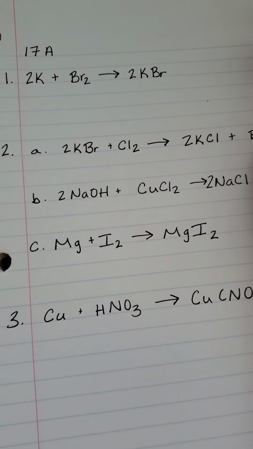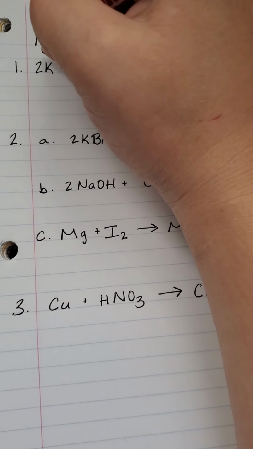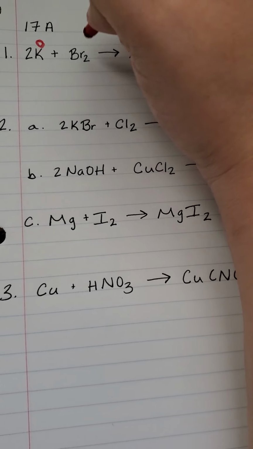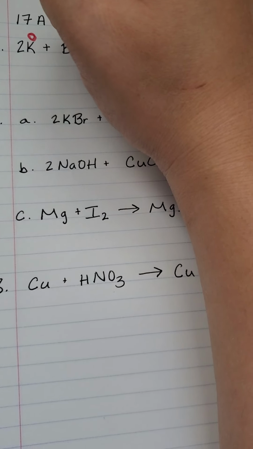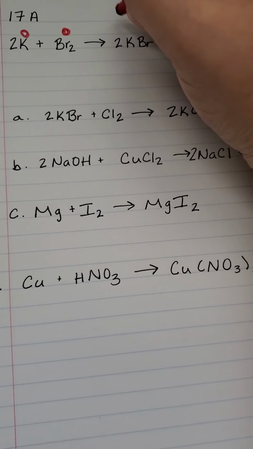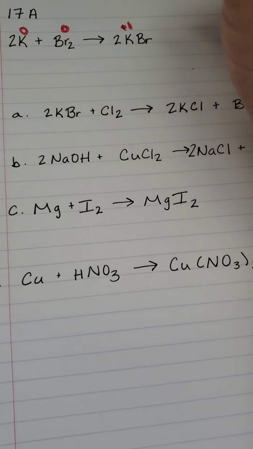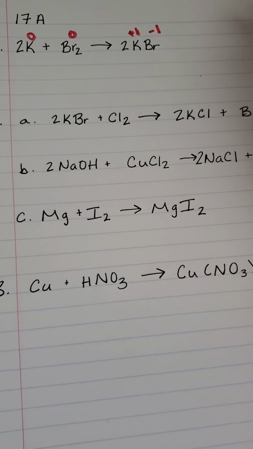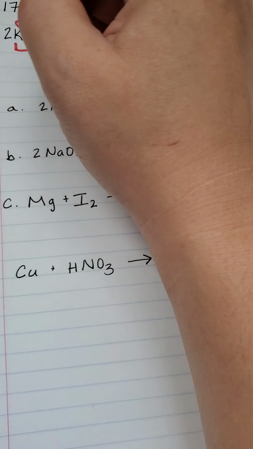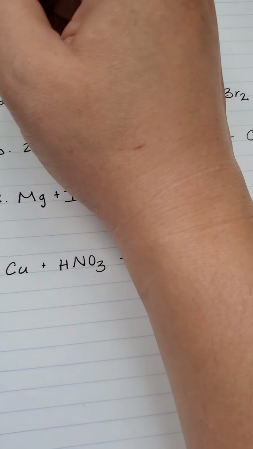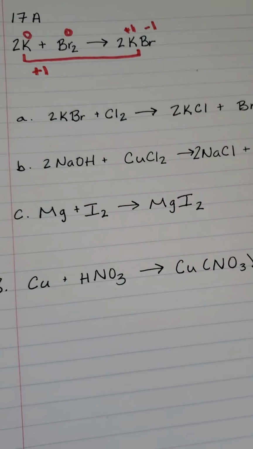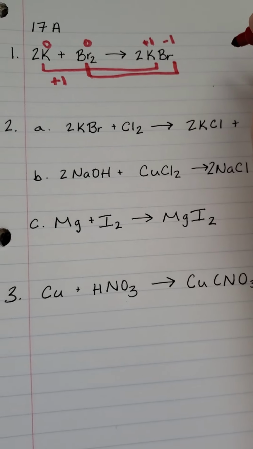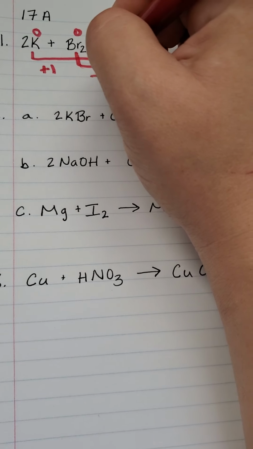So potassium, we know when it's by itself is 0. And then Br2, when it is a diatomic element, 0. Then here, potassium is in group 1, so +1. And then Br is going to be -1. Okay? So potassium goes from 0 to +1, so the magnitude of change is +1. Br2 goes from 0 to -1, so the magnitude of change is -1.